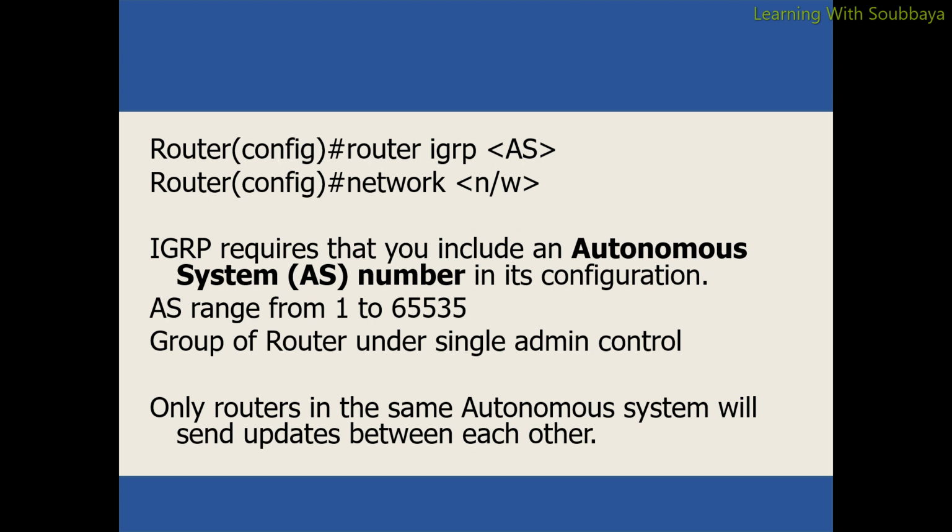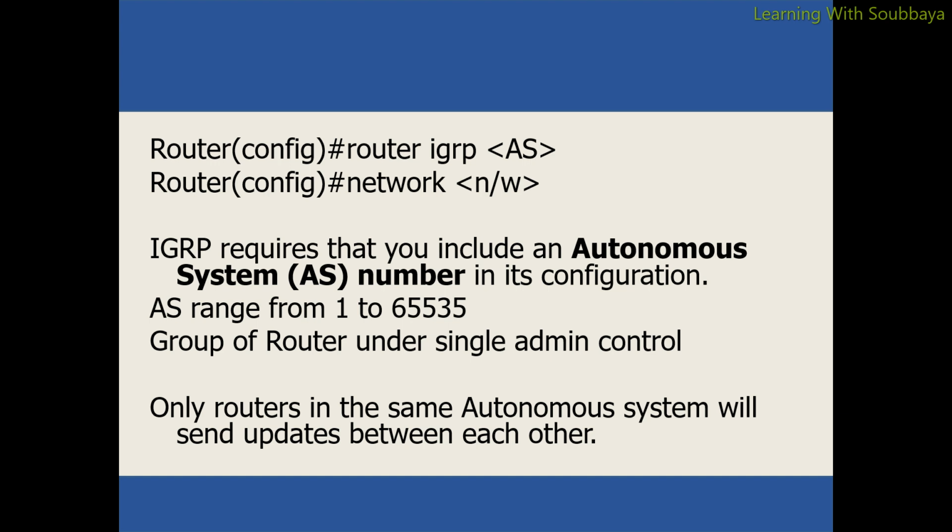How to configure? This is the command: router IGRP along with the autonomous system number, then network and the network address. When I say AS, autonomous system, what is an autonomous system? It is nothing but a group of routers under a single admin control.